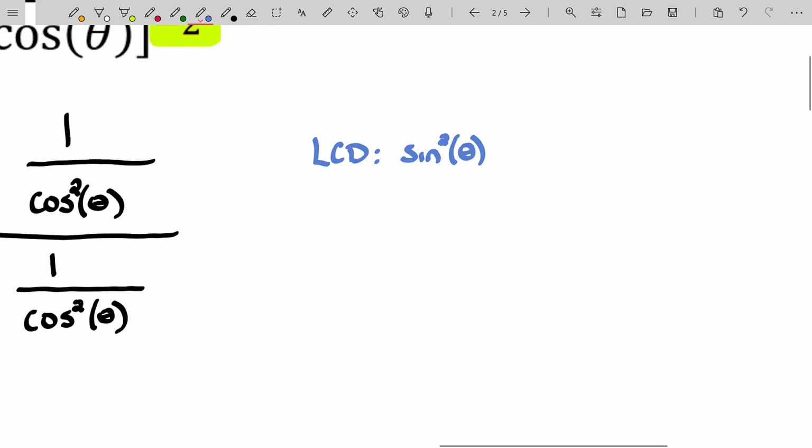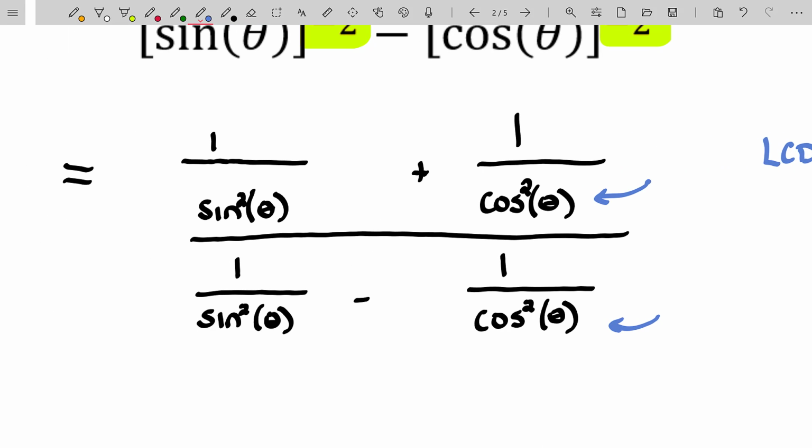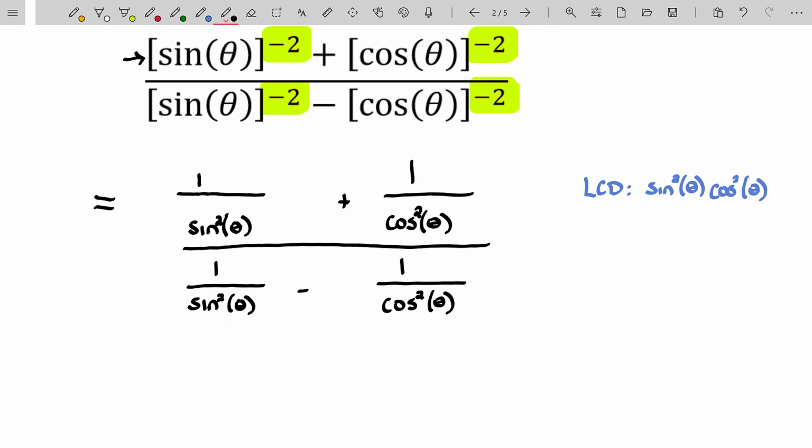And then we're also going to say we need a cosine squared, again, because one of our denominators has a cosine squared, specifically this guy and this guy. So both of those denominators we've already considered, and both of these denominators we've also considered. So now we're going to go ahead and multiply both numerator and denominator by that LCD.